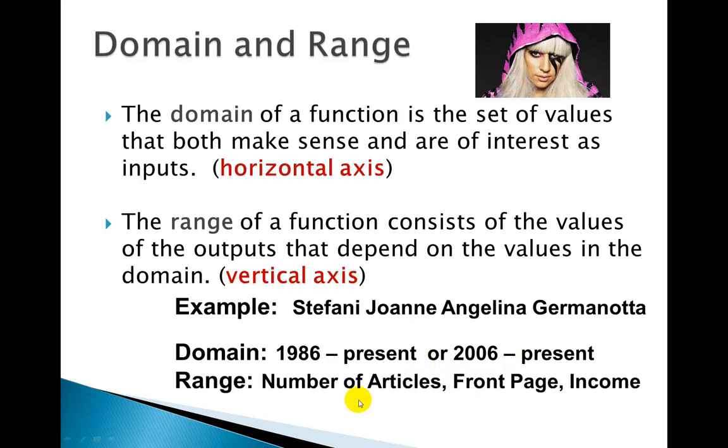And then range always depends on what we're looking at. Are we looking at the number of articles written about her throughout the year? Are we looking for the number of times she's been on the front page? Looking at her income? The number of articles could be in the thousands. The number of times on the front page of a magazine could be in the tens and the single digits, or up to 25. And income could range from hundreds of thousands of dollars to millions of dollars. So depending on what the situation is, our range could change.